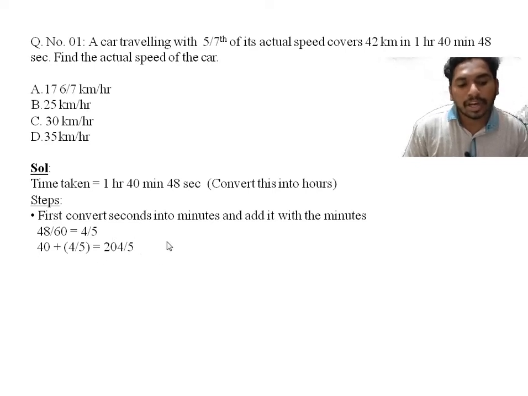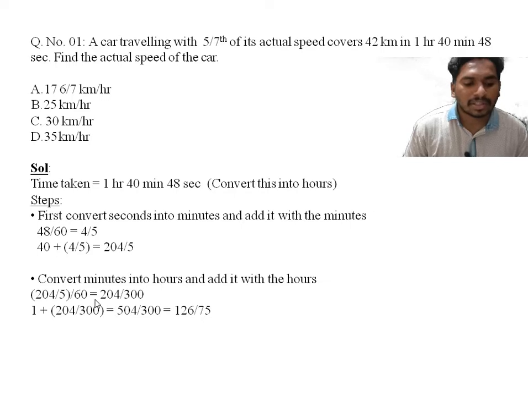Next, we have to convert the minutes into hours. For that you have to divide this by 60. 204 by 5 by 60. 5 into 60 will be 300, so 204 by 300, and this you have to add to hours. It is 1 hour, right? So 1 plus this. Finally we'll be getting 504 by 300, and after cancellation it will be 126 by 75.